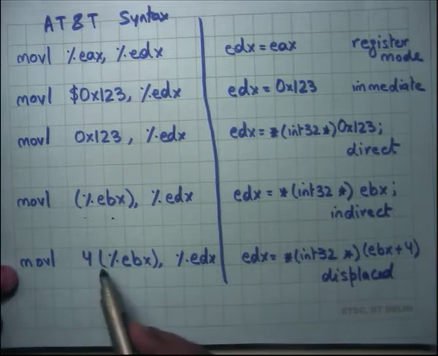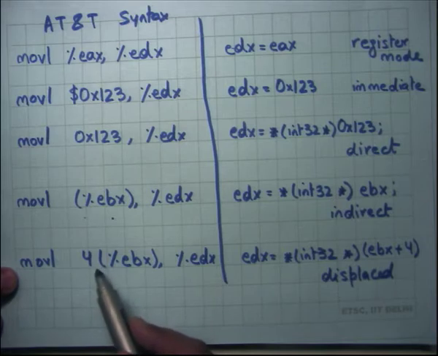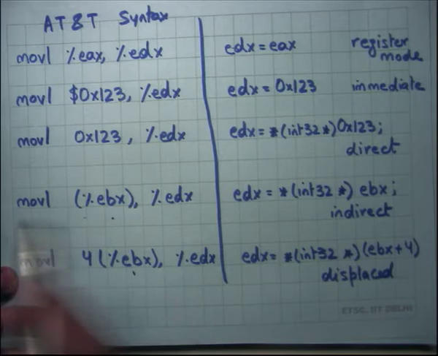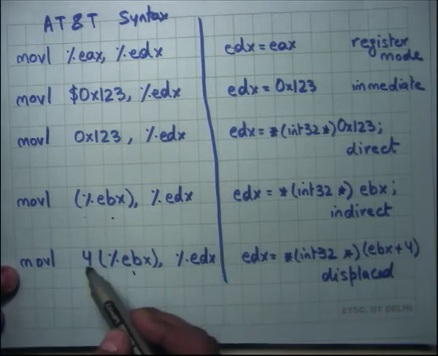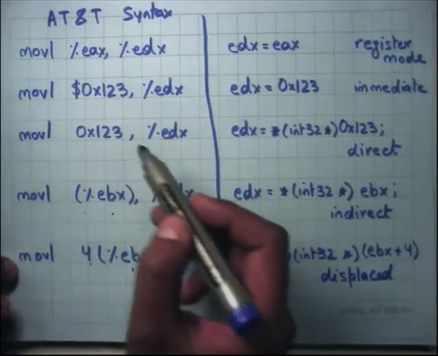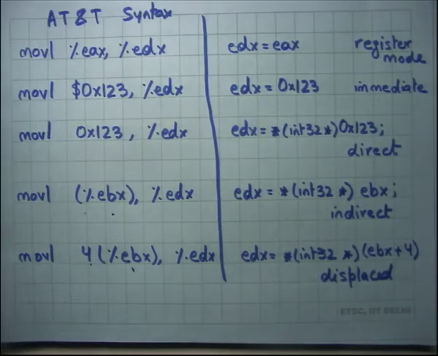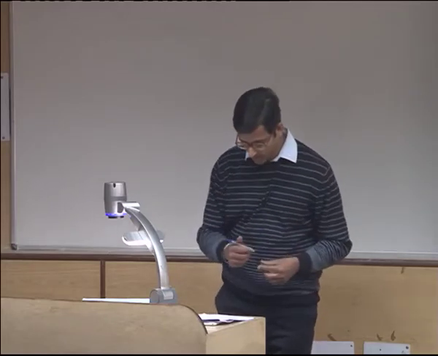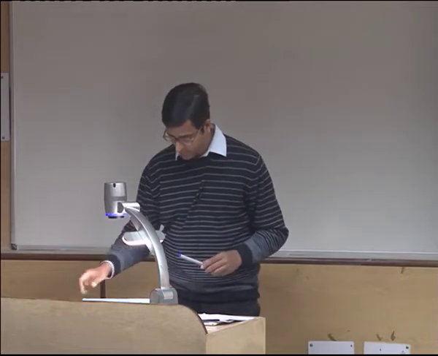And then there's also the displaced mode. So you can specify a displacement along with the indirect mode, which basically means add 4 to EBX and then dereference it. And these displacements or immediate values or memory addresses can be 32-bit wide also in 32-bit mode on x86. So you could have a full 32-bit displacement with a 32-bit register value, add them and then dereference it. Okay, all right.